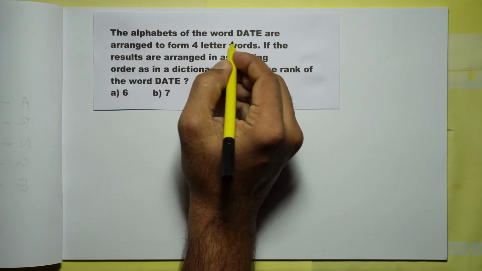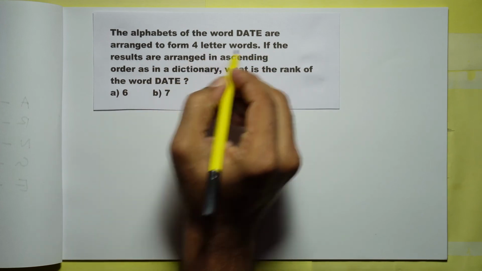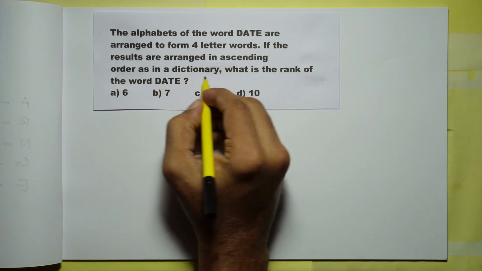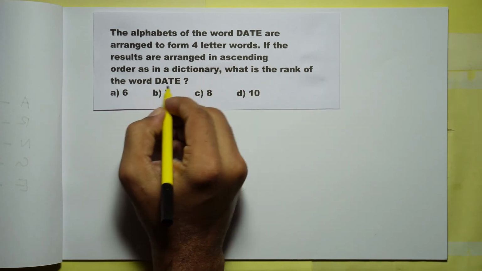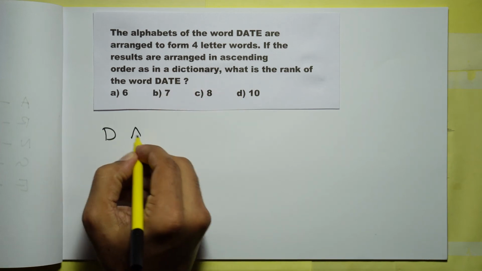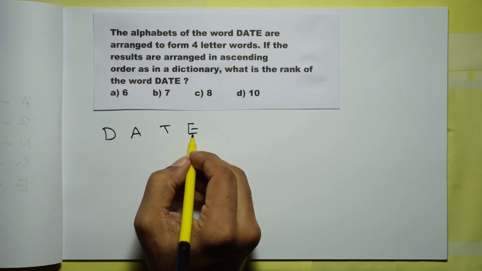The alphabets of the word DATE are arranged to form 4-letter words. If the results are arranged in ascending order, as in a dictionary, what is the rank of the word DATE? So in the word DATE, you have the alphabets D, A, T and E. So altogether 4 alphabets are there.